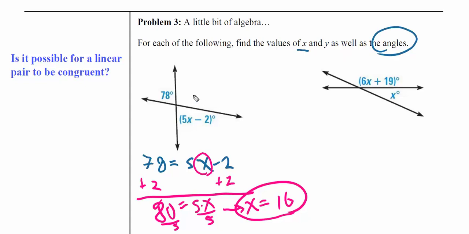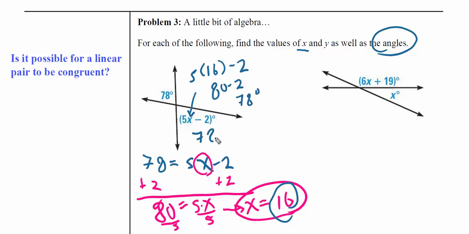So I would plug into this x, this 16. So I have 5, remember use parentheses, times 16 minus 2. 5 times 16 is going to be 80. 80 minus 2 is going to be 78 degrees. So we have proven that this is 78 degrees. We know that this was 78 degrees and also this is 78 degrees. They're vertical angles. It makes sense.